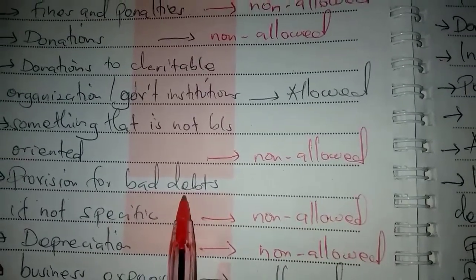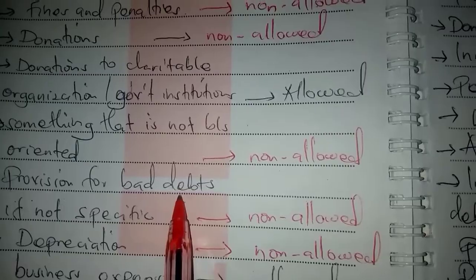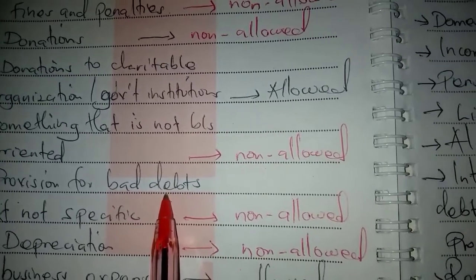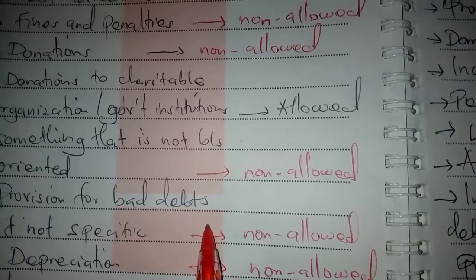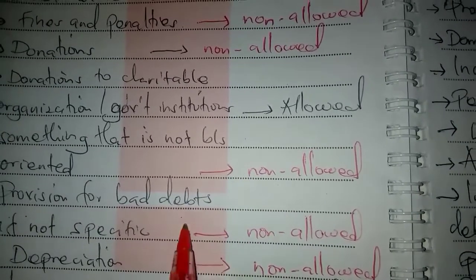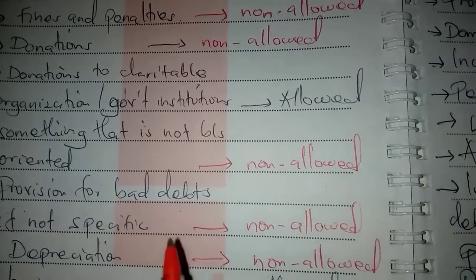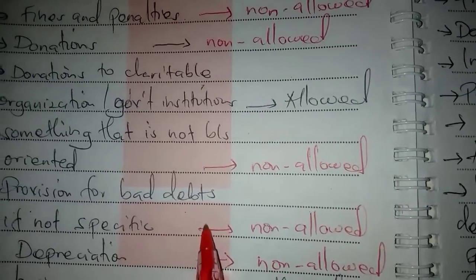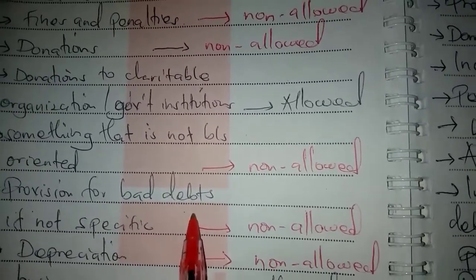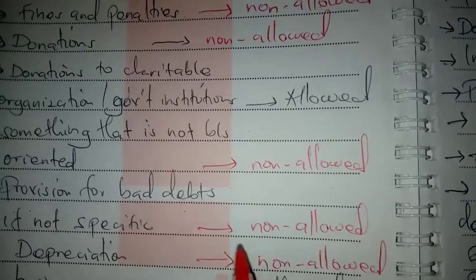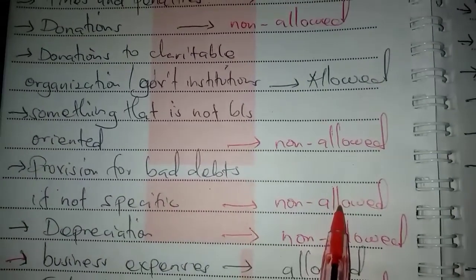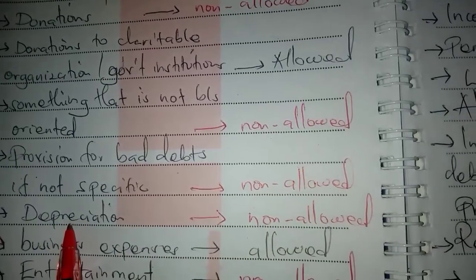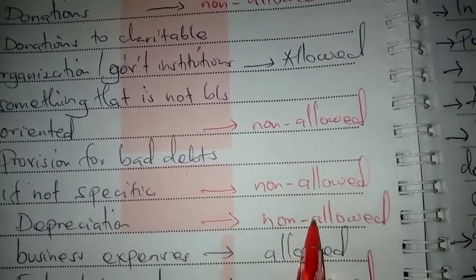But if it is specific, maybe they say that we are very sure that Jack is not going to pay us, it becomes allowed. Specific is when they put the name of the person or the name of the company, it becomes allowed. But if it's not specific, it is non-allowed. Then depreciation is non-allowed.